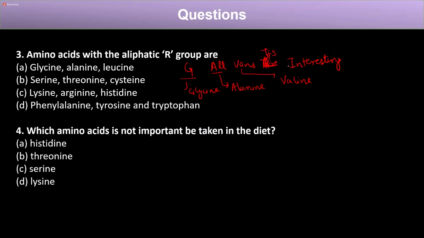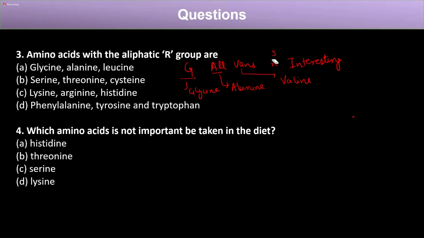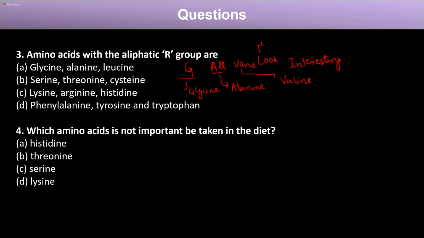Sorry, one second. Okay, so the acronym was "all vans look interesting". So L stands for leucine and I stands for isoleucine. With this, if you check the options, we have the first option glycine, alanine, and leucine, right? So glycine, alanine, and leucine. These are the aliphatic amino acids that contain an aliphatic R group.